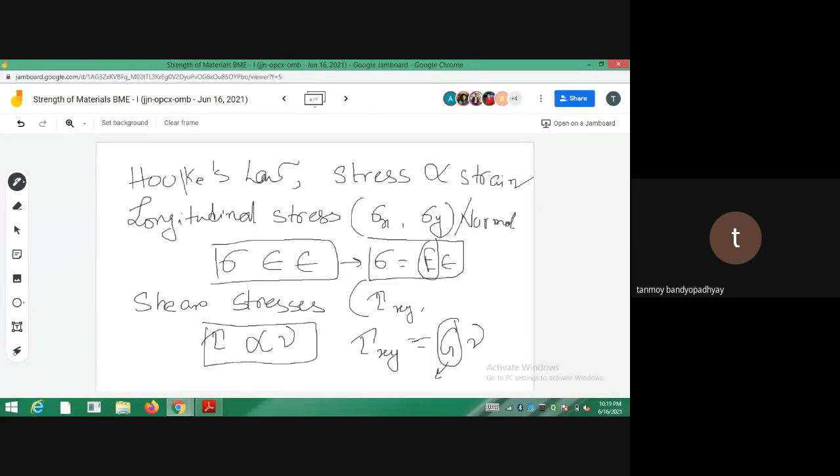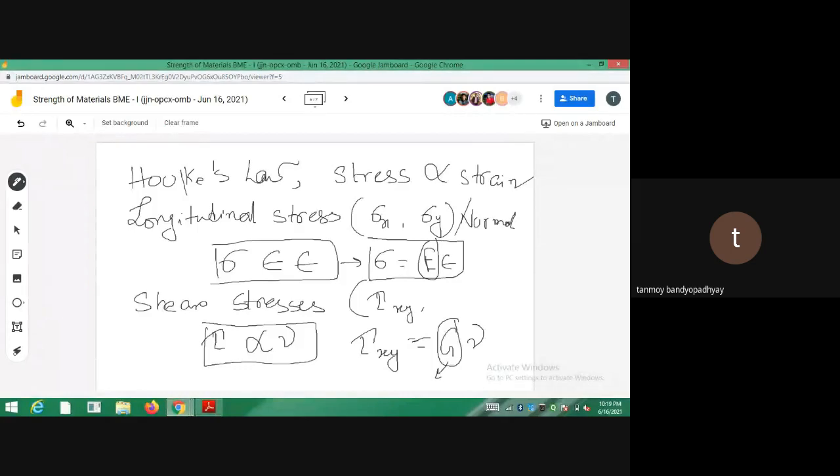And when you are writing Hooke's law for the shear stresses, shear stress is proportional to the shear strain. Tau is proportional to gamma. So the proportionality is given by G. So G is known as the shear modulus of the element.